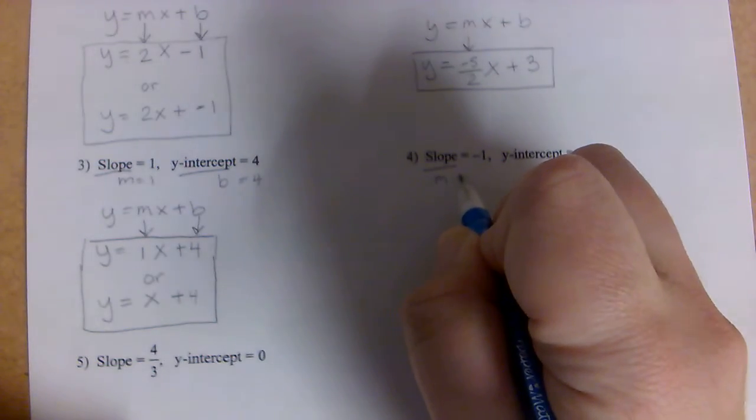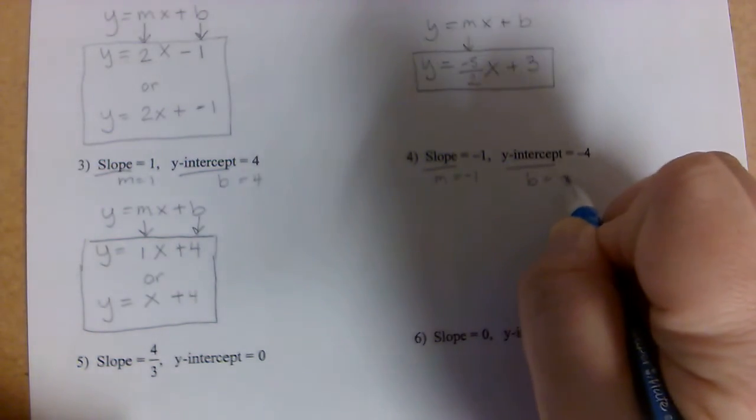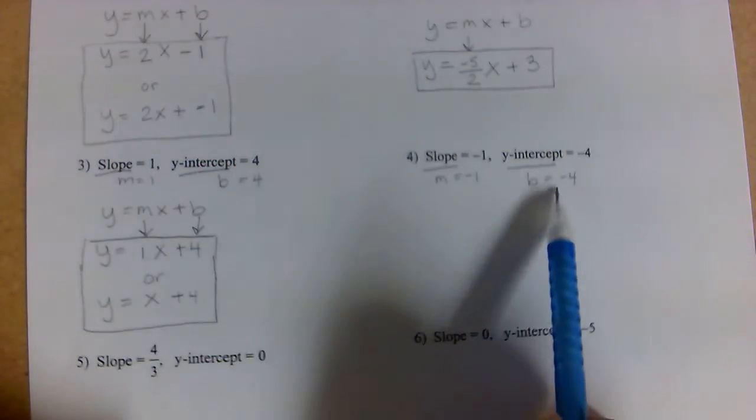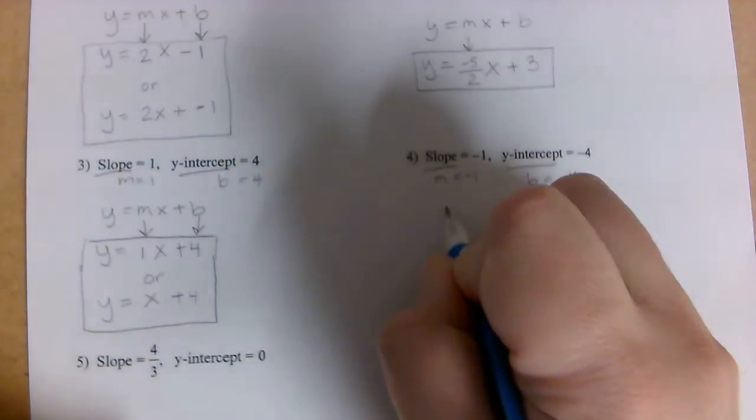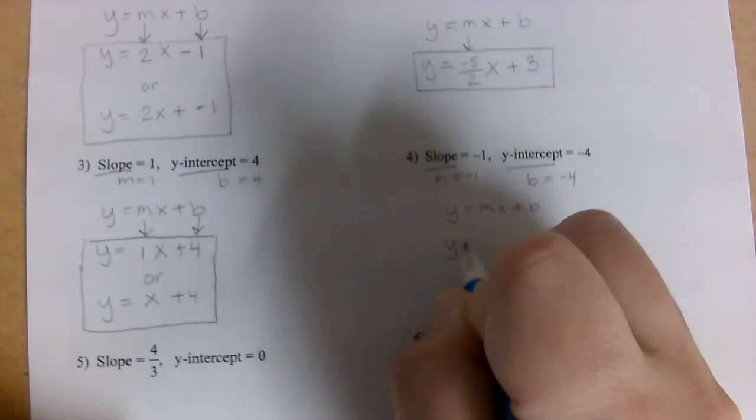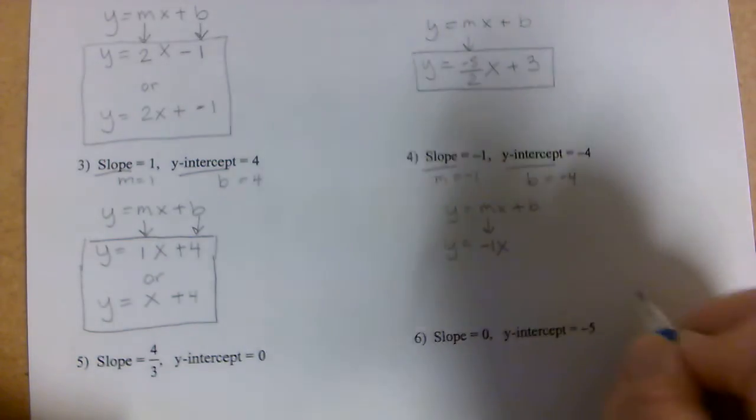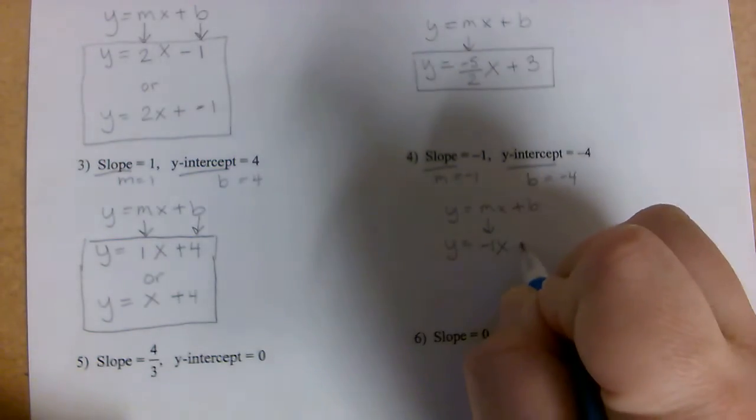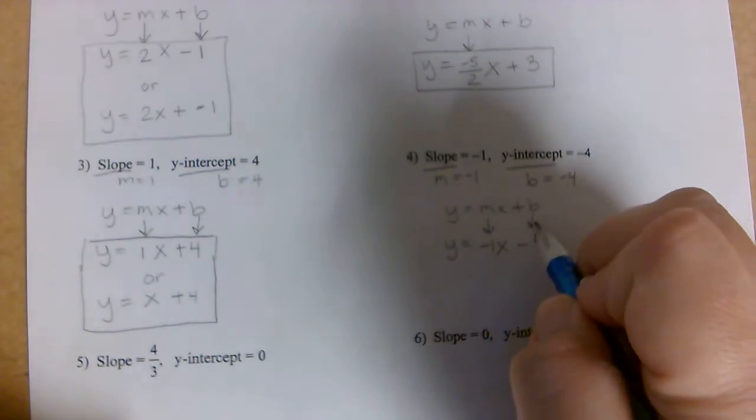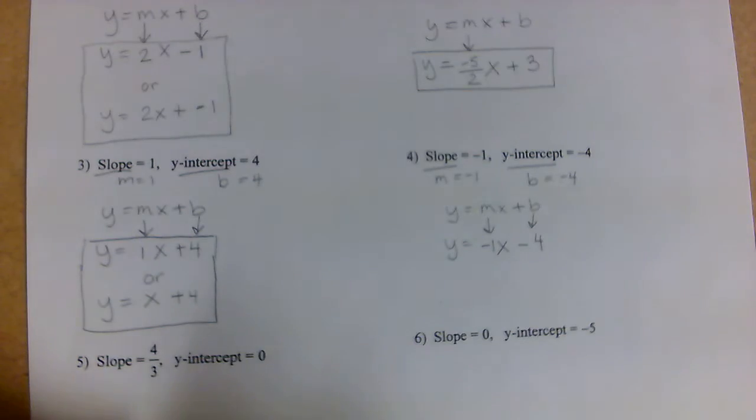Here m is -1. My y-intercept, which is my b, is -4. So it's very similar to this one, except it's a negative slope and a negative y-intercept. In the same idea, y equals mx plus b. I'm going to start with y equals. My m is -1, so I'm going to put a -1 in front of my x. Then I have a negative y-intercept, so I'm going to put -4 for my b. And so that is an acceptable way to write this answer, y equals -1x minus 4.